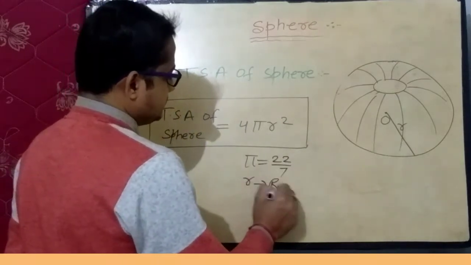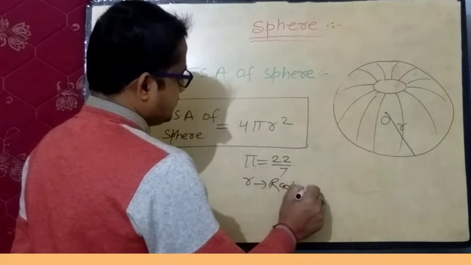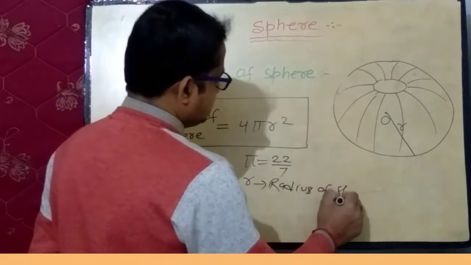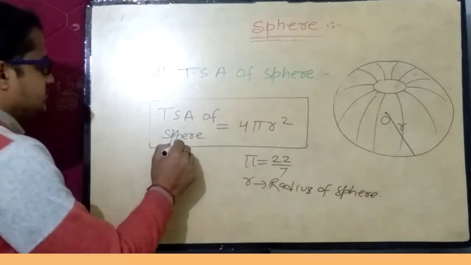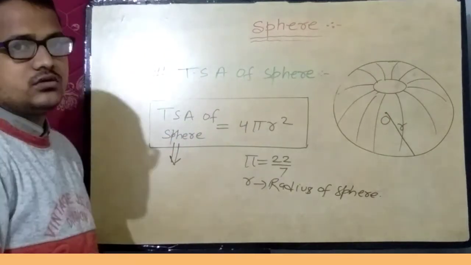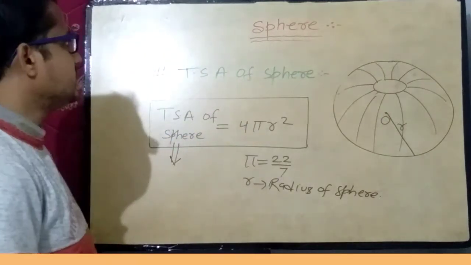and r is the radius of a sphere. So by using this formula, you can calculate the total surface area of a sphere.